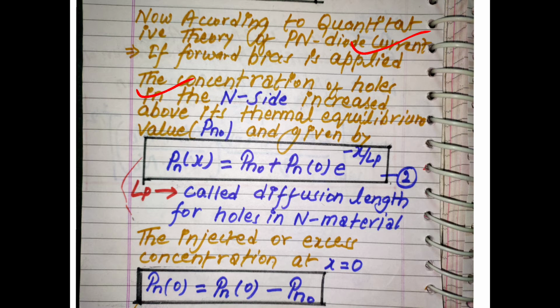So this equation can be given by Pn of x equals Pn naught plus Pn of 0 into exponent to the power minus x upon Lp. This is our equation number 2, where Lp is called the diffusion length for the holes in the N material. The injected or excess concentration at displacement x equals 0 is Pn of 0 equals Pn of 0 minus Pn naught.